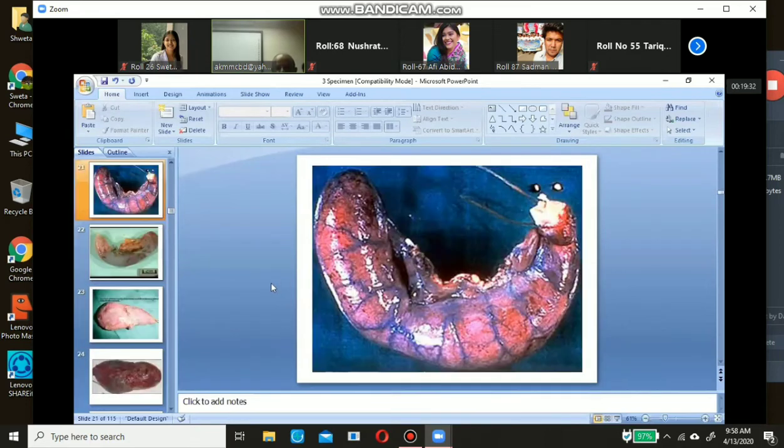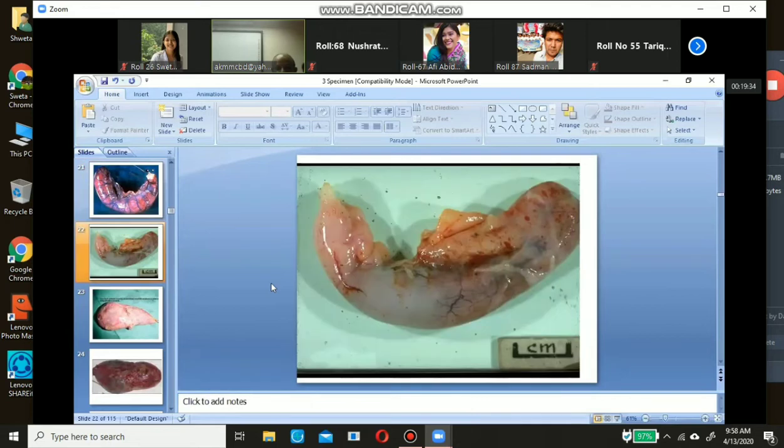Okay, these are appendix. All are appendix. I hope you can write down acute appendicitis. You see almost the same. The tip up to this area, it has become dark in color, blackened, swollen, and this area seems normal.